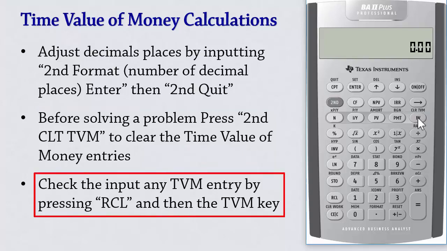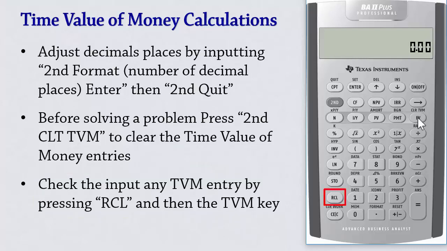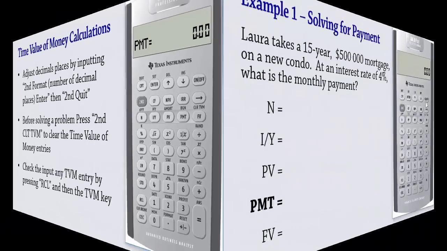You can always check the value stored in the time value of money entries by pressing the Recall button and then the time value of money key. For example, Recall Present Value shows 0 and Recall Payment shows 0 because I cleared the time value of money entries. So let's look at the first example.